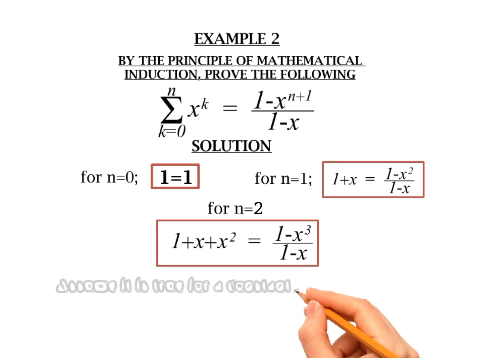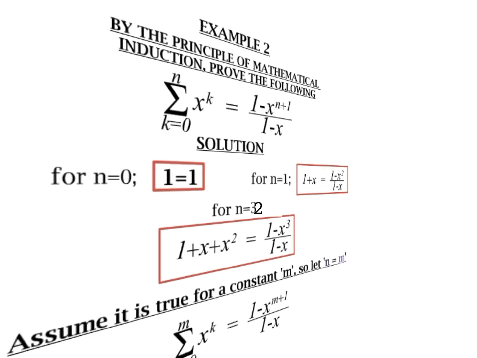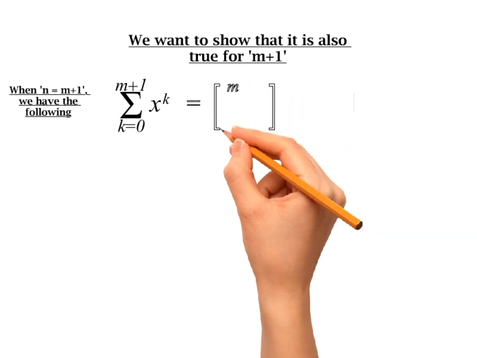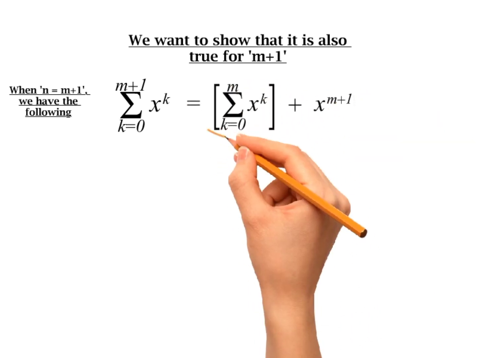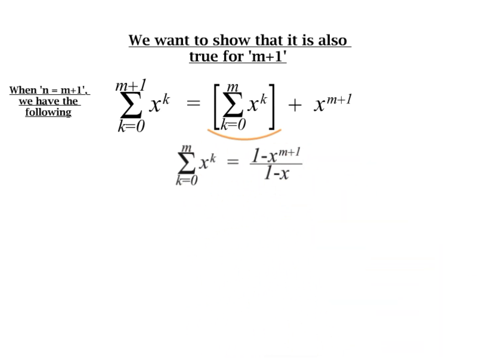The step number 2 is to assume that it is also true for a constant m. Then we write it out. And lastly, we want to prove that it is also valid for m plus 1, starting from the left-hand side. By substituting m plus 1 with n, we have the following expression. Again, we need to consider the rule of summation and separate the last term from the compound. The following expression pops up. Don't forget that we already have the answer to this in step 2. So, all we need to do is to substitute it and simplify our result.